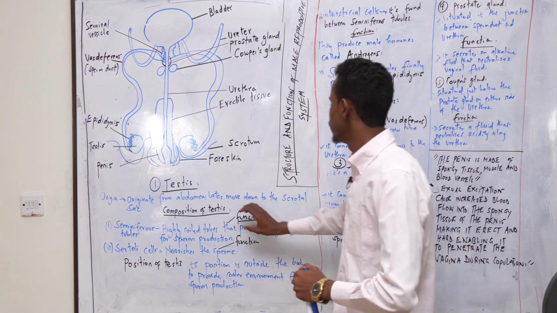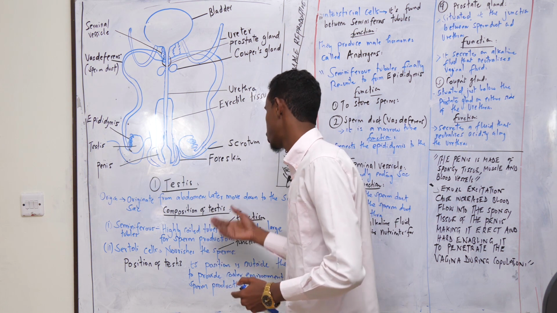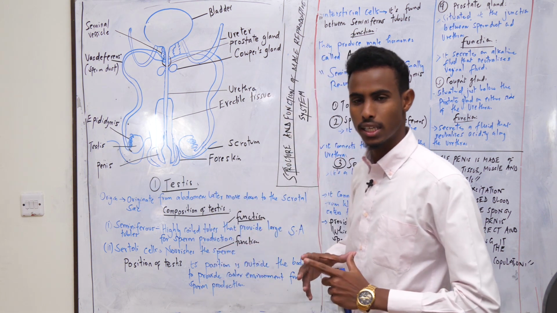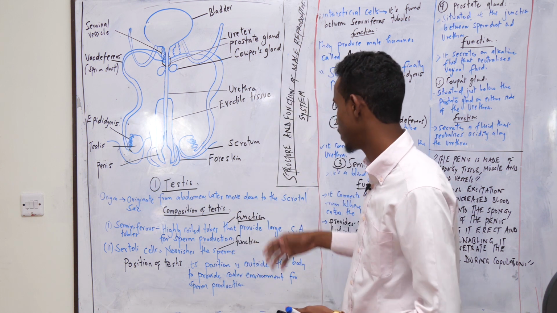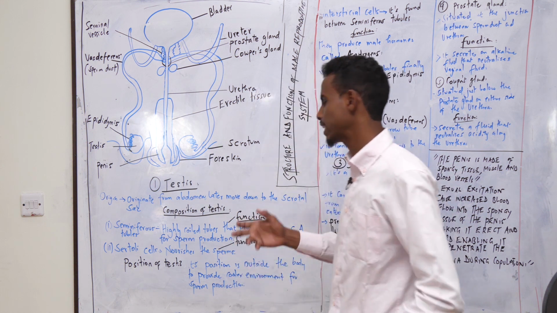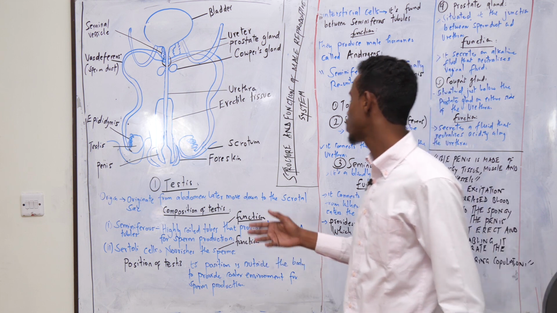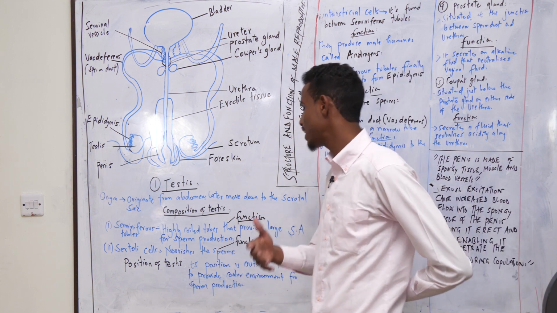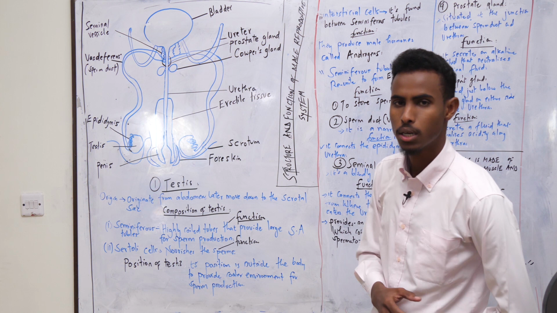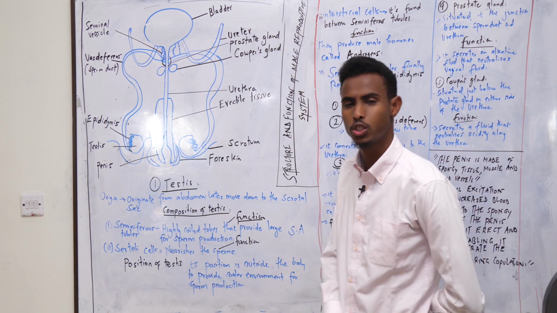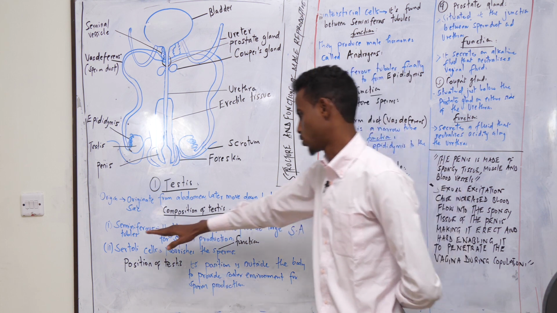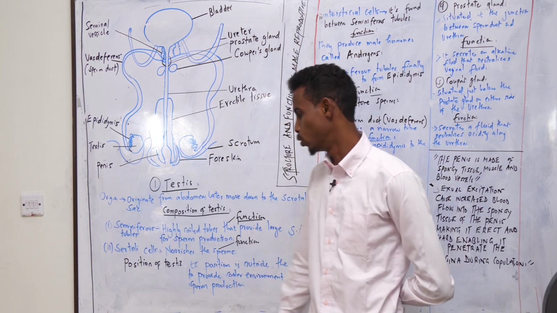Now, we have various tubules and tubes in the testes. Let's look at the composition of the testes. What are some of the things that are found in the testes? We say the testes are made up of highly coiled tubes that provide a large surface area for sperm production. Now, what is the name of these highly coiled tubes? They are called the seminiferous tubules.